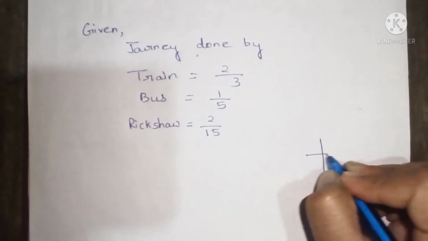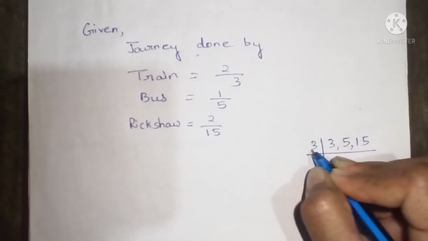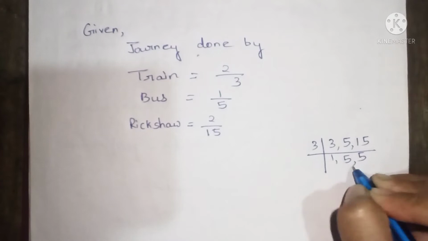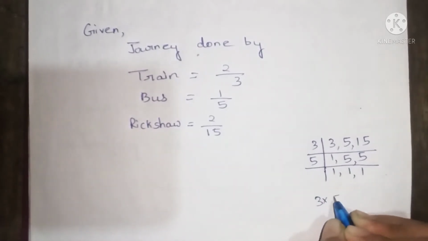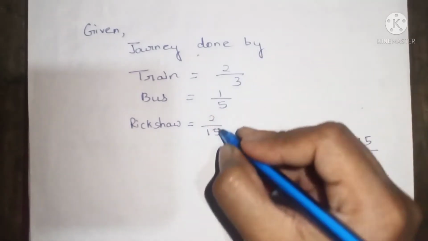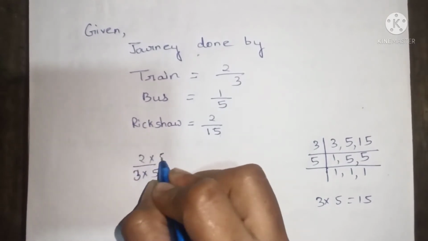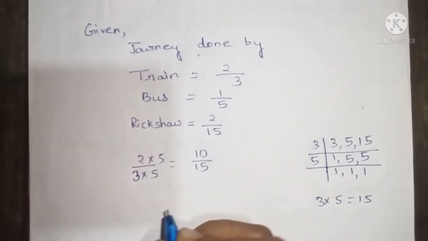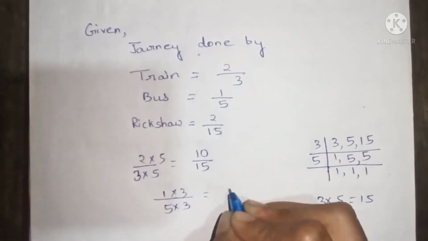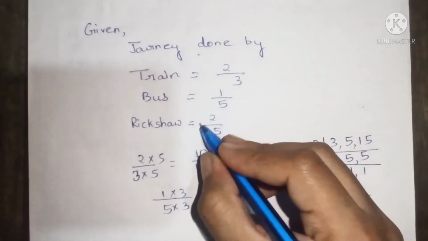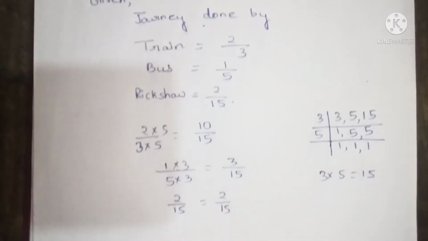So we have to compare them. We know that to compare we need to find the LCM of the denominators and make the denominators the same, right? So that we can say which fraction is greater. So our LCM is 15. That means we need to change all these fractions to denominator 15. Okay, so let us convert it. 2/3 will become 10/15. Then 1/5 will become 3/15, and 2/15 is already 2/15, so no need to change this one. It will be 2/15.